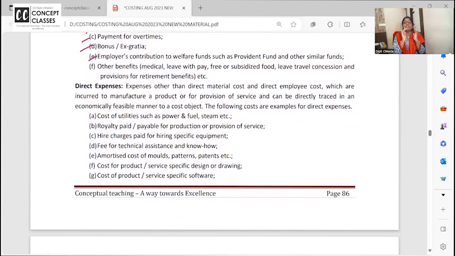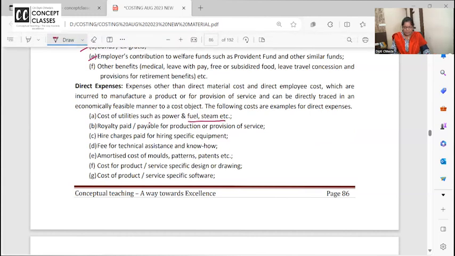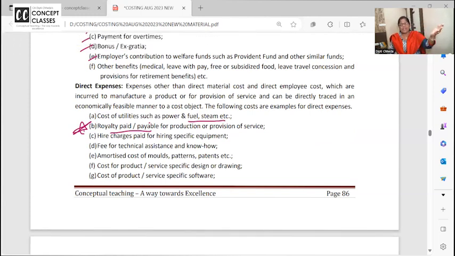Direct expenses: students are not clear what will come here, and most of the direct expenses they put in factory overhead, and there you lose your stepwise marks. So what will come in the direct expenses, we are very clear now. Cost of the utilities, power, fuel expenses, royalty. If I am making Dairy Milk in Hyderabad, I need to pay royalty. Without that, I can't do the production for the Cadbury's company. So this royalty will come as direct expenses.